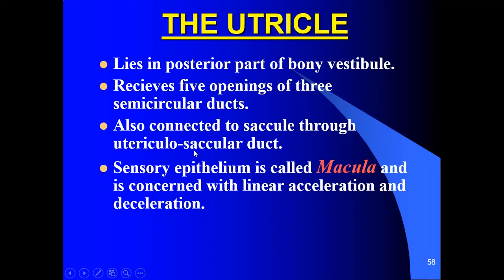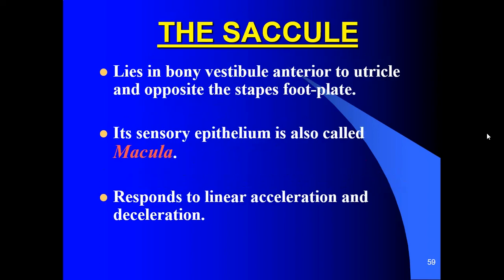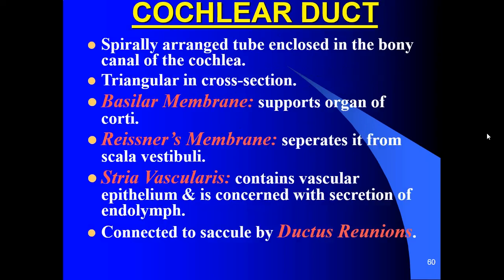The utricle lies in the posterior part of the bony vestibule. It receives 5 openings of the 3 semicircular ducts and is also connected to the saccule through the utriculo-saccular duct. Its sensory epithelium is called the macula and is concerned with linear acceleration and deceleration. The saccule lies in the bony vestibule anterior to the utricle and opposite the stapes footplate. Its sensory epithelium is also called the macula and it responds to linear acceleration and deceleration.